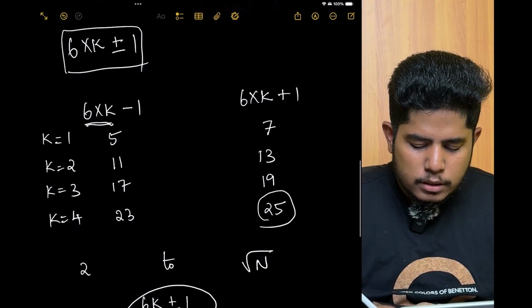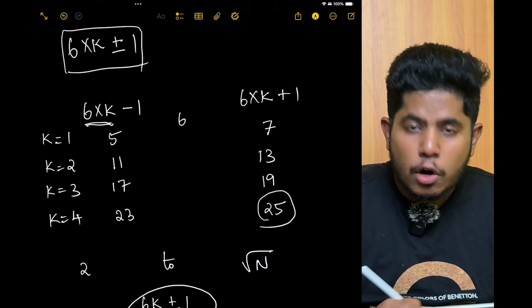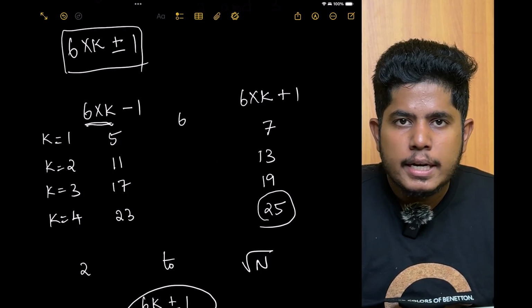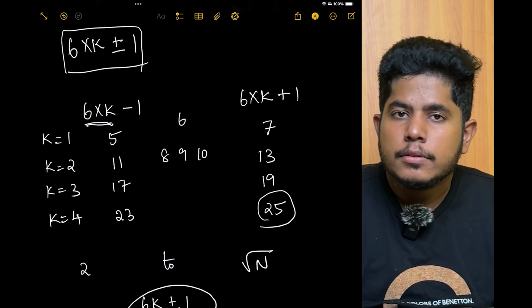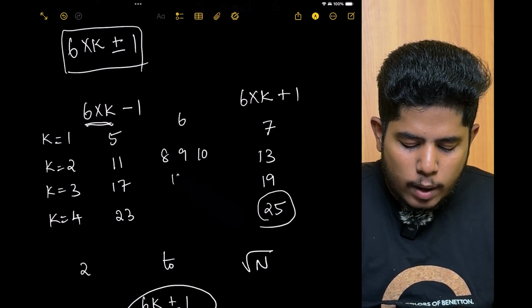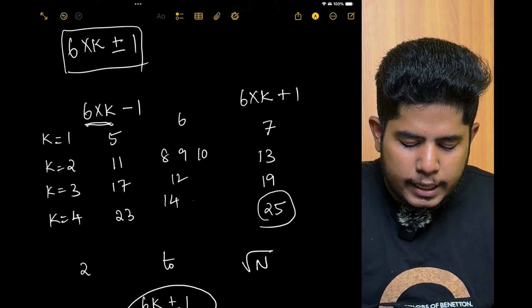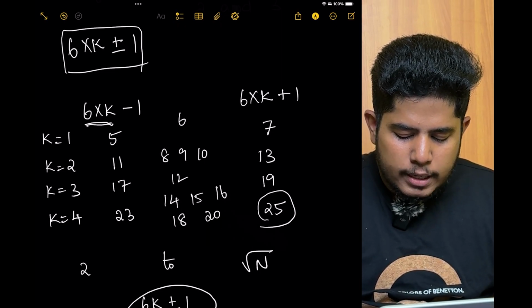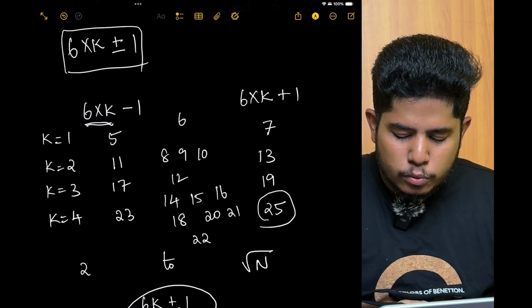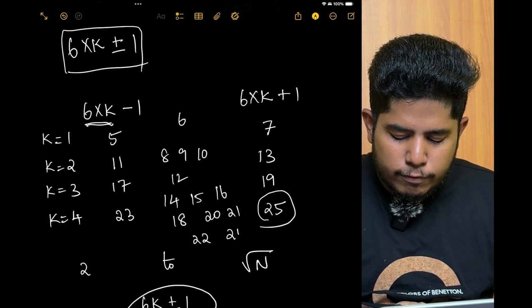But look at this concept here, we have not taken 6. We have completely ignored 6. Then we have ignored 8, 9, 10. Then we have ignored 12. Then we have ignored 14, 15, 16. We have ignored 18. Then 20, 21, 22. Then we have ignored 24.